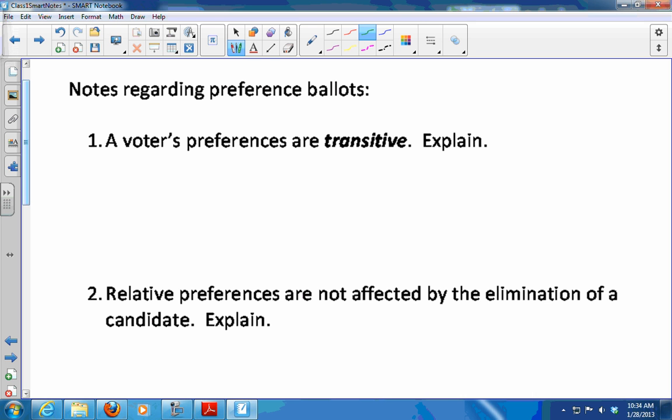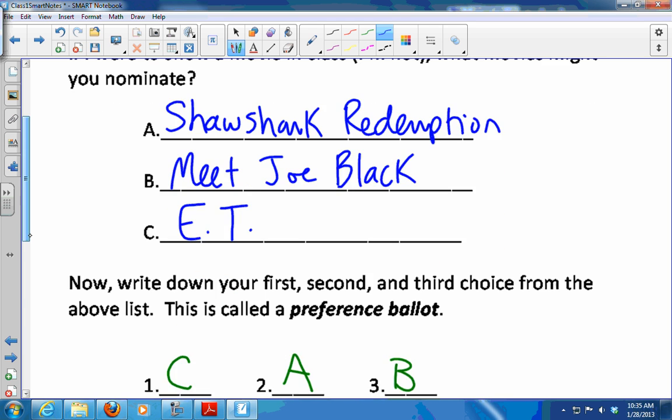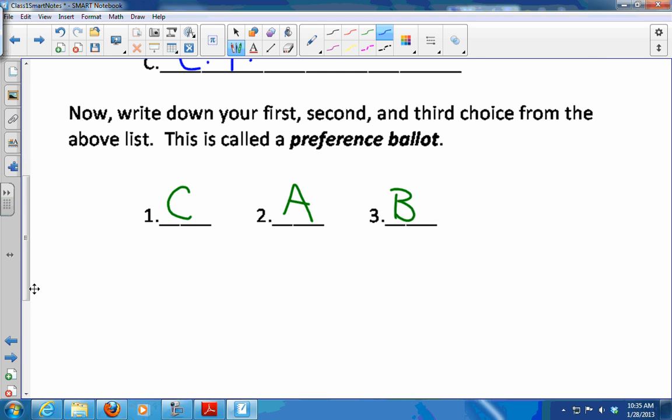Do you guys know what transitive is? Yeah. That's if A equals B and B. You got it. That's called the transitive property of equality. If A equals B and B equals C, then A equals C. Other things are transitive as well, like preferences, right? So if I like C better than A, and I like A better than B, everybody can conclude that I like C better than B.